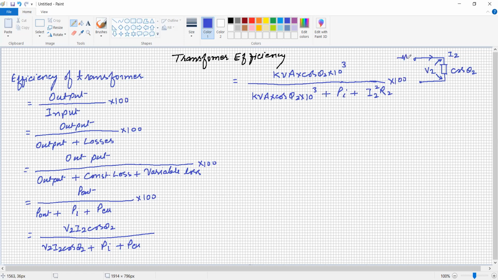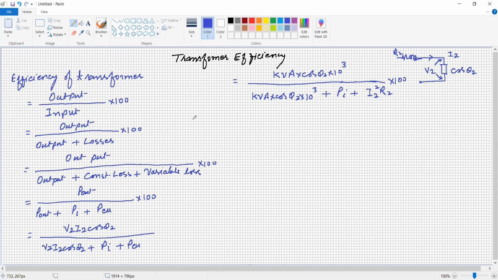Suppose the resistance is there and reactance is there. So the resistance is R2, which is equal to R2 plus R1 dash. This is the general equation of the transformer: kVA rating multiplied by power factor multiplied by 10 raised to 3, divided by output plus iron losses and copper losses. Now the copper losses are directly proportional to the square of the current.